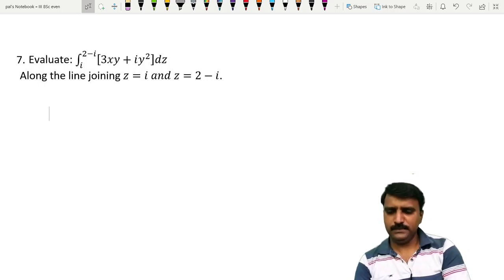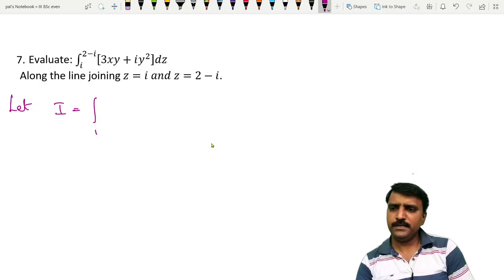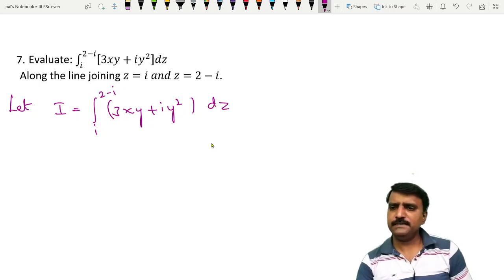So okay, you see one more problem of the same type. Evaluate the integration from i to 2 minus i of (3xy plus i y square) dz. First you write this given integral. So let I is equal to the integration from i to 2 minus i of 3xy plus i into y square dz.